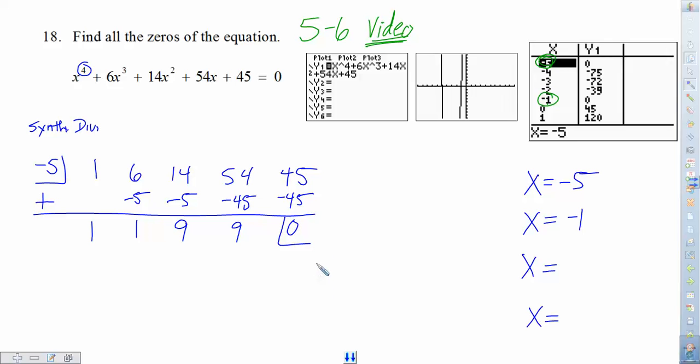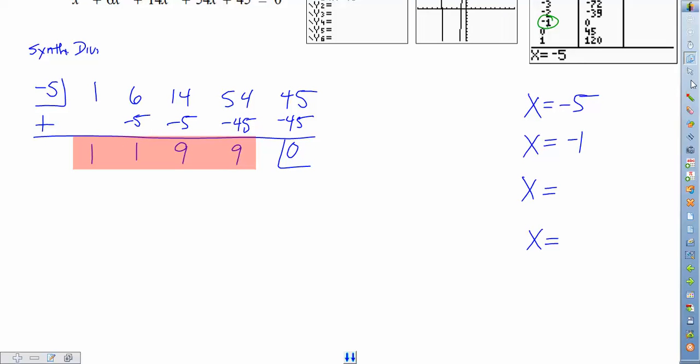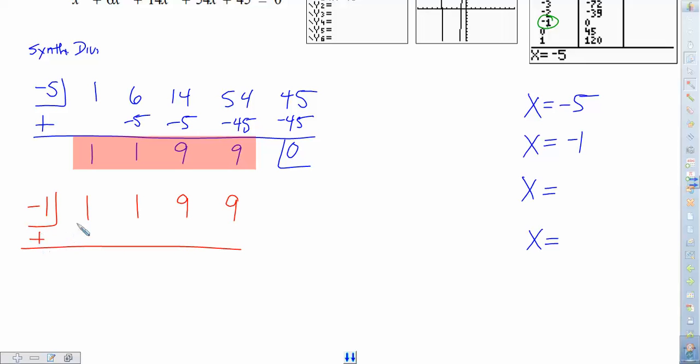Hooray for us. Exactly what should have happened here, because we should get 0 when we plug in -5 into that function. Okay? Here's what happens next. Now, you take that remaining quotient, and you do synthetic division again with the other remaining 0. Okay? So the other remaining 0, which is -1, we do that now with this 1, this 1, this 9, and this 9. If everything goes right, we should get a 0.